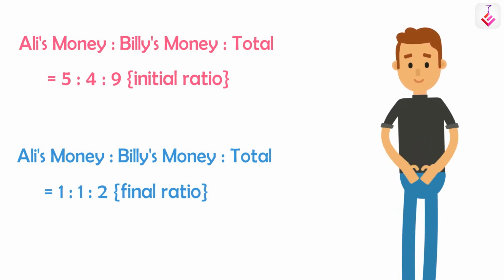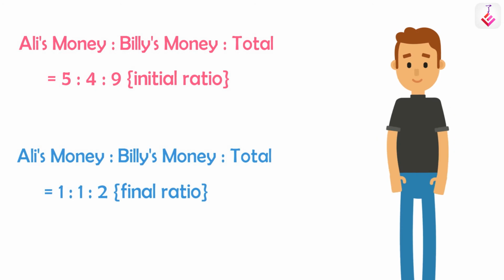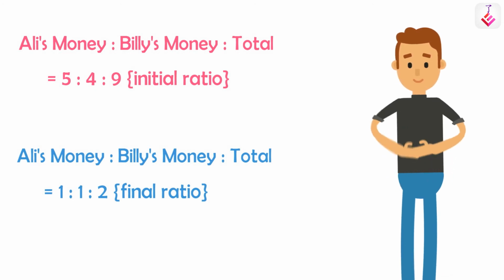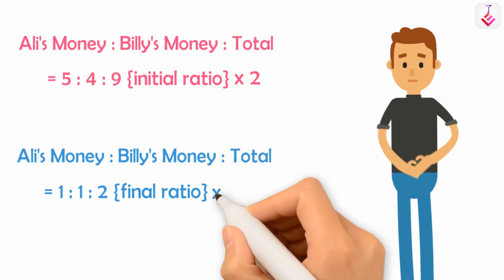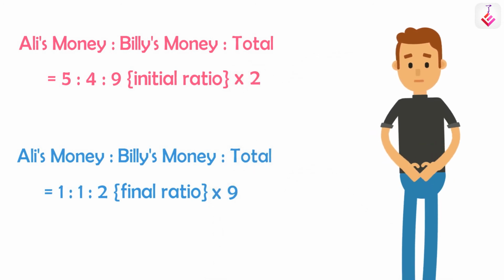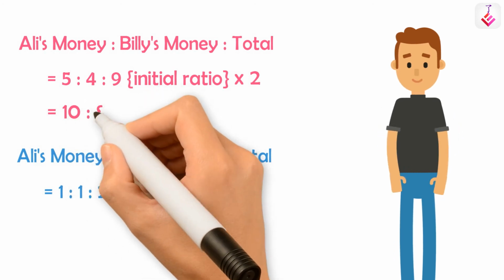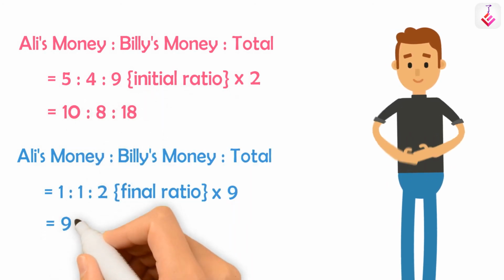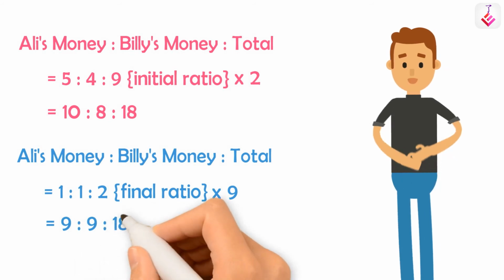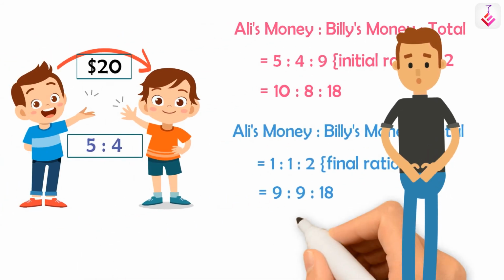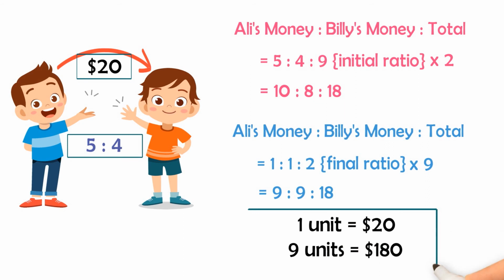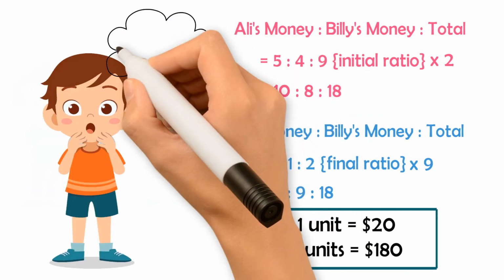Now, to make the total term equal in both cases, let's follow the same steps as the previous example. LCM of only the total term from both ratios, 9 and 2, gives 18. Let's multiply initial ratio with 2 and final ratio with 9. So, initial ratio becomes 10 to 8 to 18, and final ratio becomes 9 to 9 to 18. Since 1 unit amounts to $20, 9 units equals $180. So, now Billy has $180.